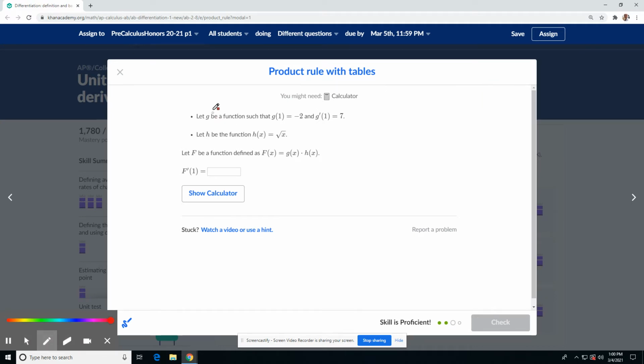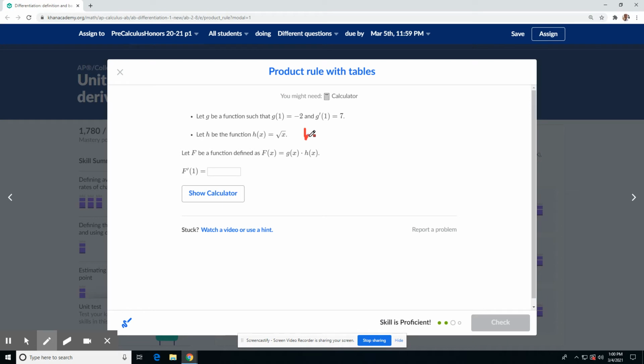Okay, let g be a function such that g of 1 is equal to -2 and g prime of 1 is equal to 7. Okay, so they give us g. H is the square root of x. Let f be a function. Find f prime of 1. All right, so what do we need? We need h prime and h both at 1.